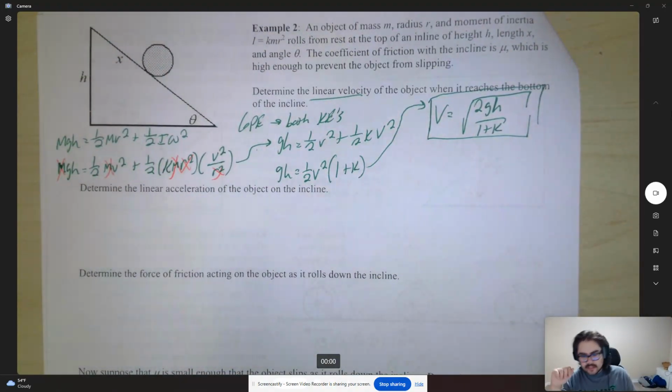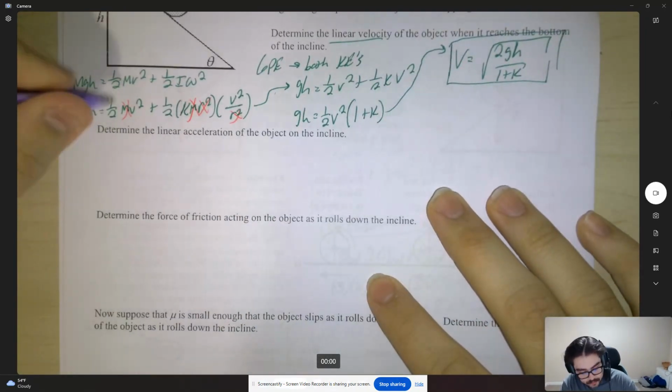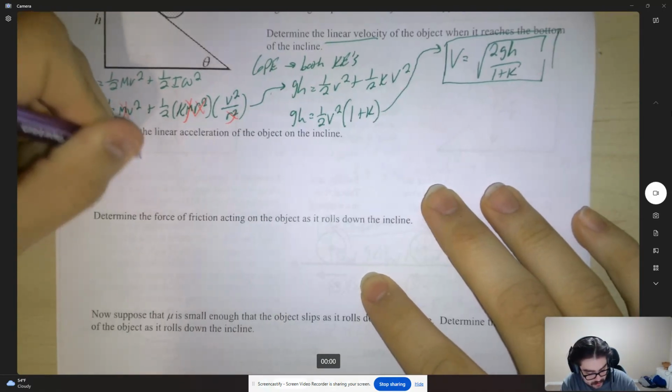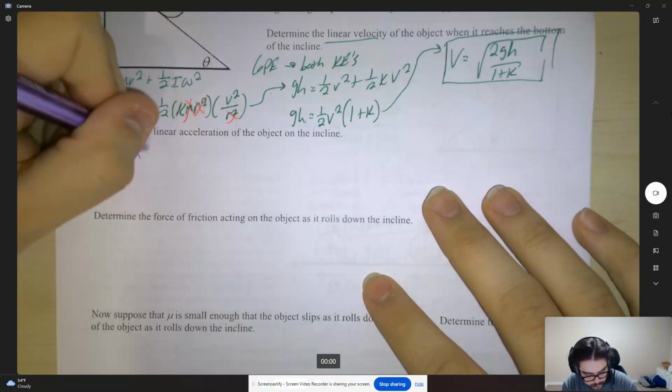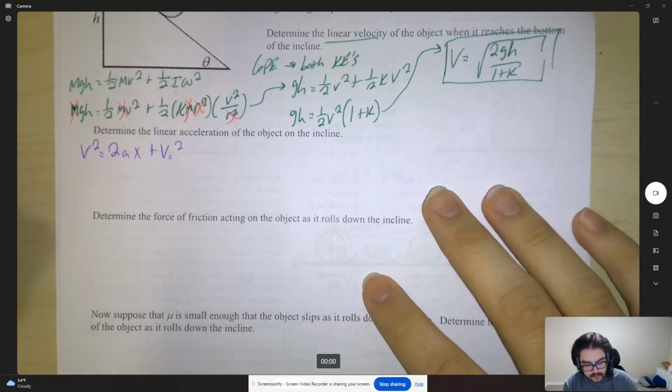Determine the linear acceleration of the object on the incline. Okay, so to do that, what I can do is use kinematics. If I can use the no time equation, that would be great, and I actually can. Initially the object has no initial speed, so this part should be nothing.